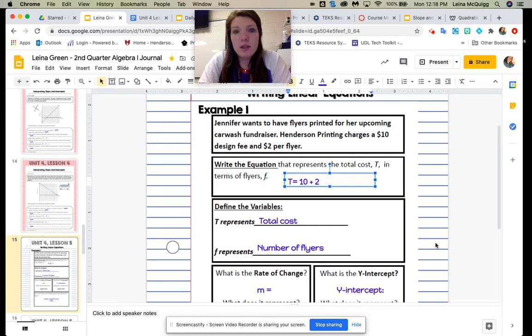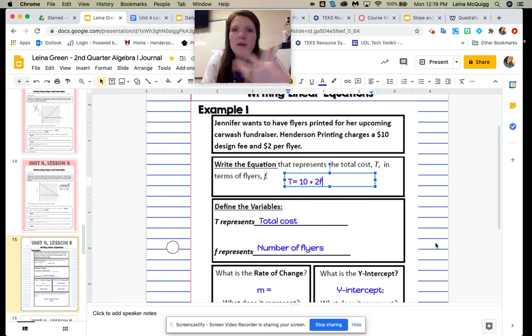Instead of using 100, because we could order 50, or we could order 75, or we could order 1,000, instead of using a number there, I'm going to use a variable because it can change. And we said our variable for the number of flyers we're purchasing was F. I'm going to write it right beside that number 2 because that's multiplication. We said we would do 2 times 100. So I'm going to do 2 times F, and that F can change.